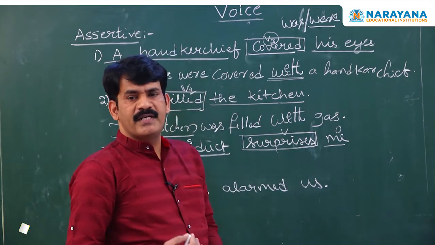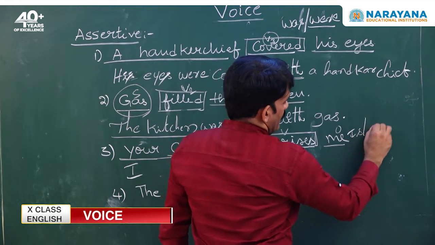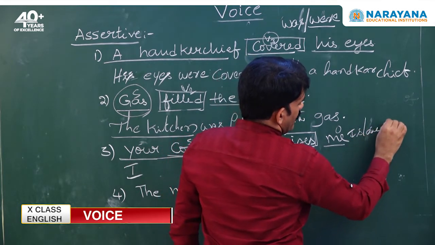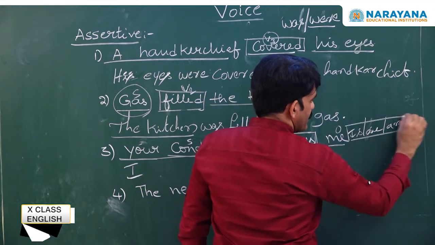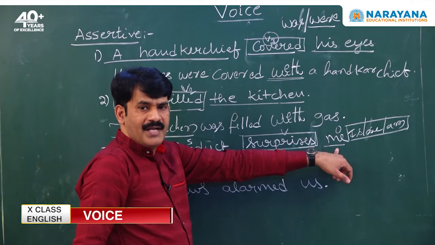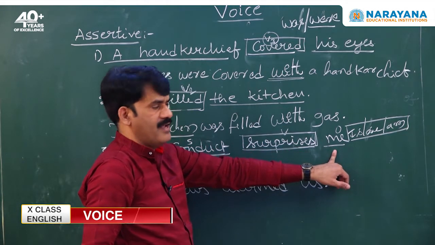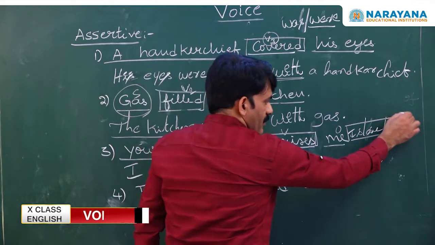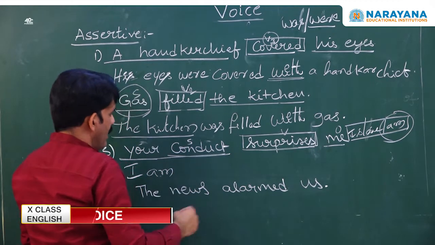What are the simple present tense be forms? The simple present tense be forms are is, are or am. You can take any one among these three based on the object of the active voice. The object is me, the subject form of me is I. Hence, we have to take only am. So, I am.